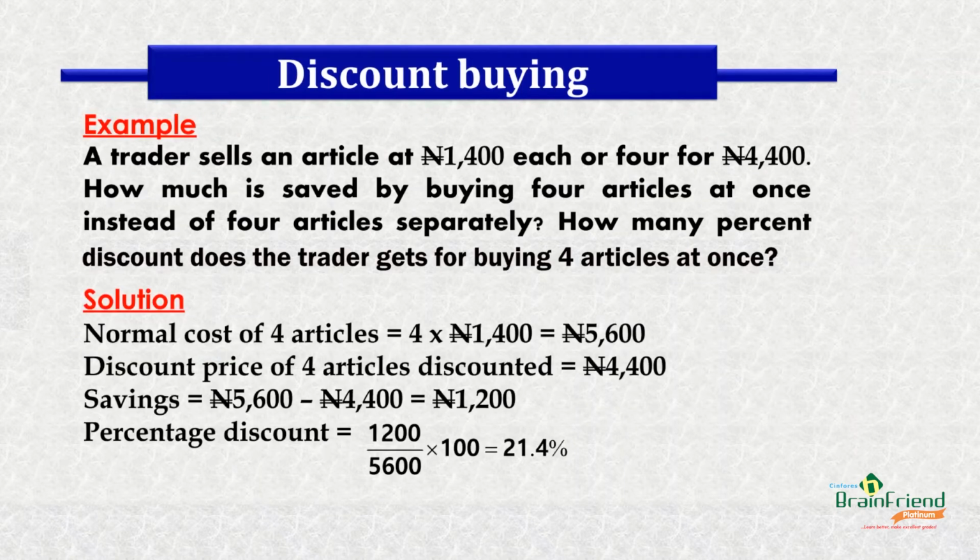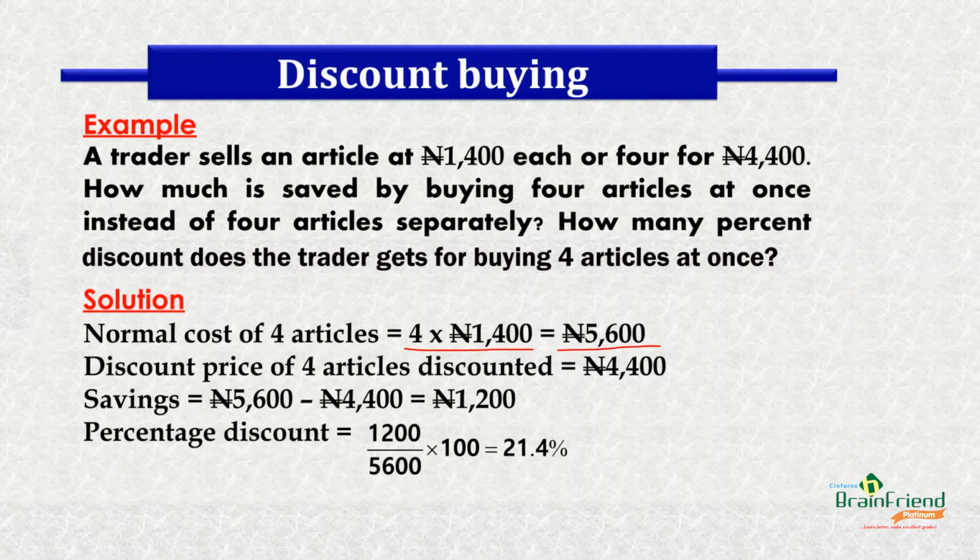We have an example that says a trader sells an article at 1,400 naira each, or 4 for 4,400 naira. How much is saved by buying 4 articles at once instead of 4 articles separately? How many percent discount does the trader get for buying 4 articles at once? So the normal cost of these 4 articles would be 4 multiplied by 1,400. And that gives us 5,600 naira.